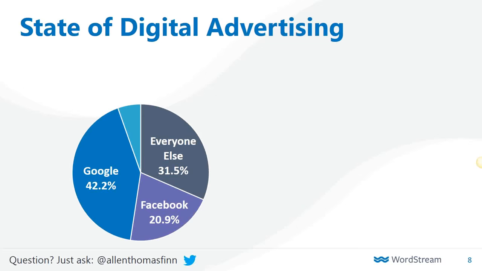Speaking of, this is the state of digital advertising in 2017, 2018. So approximately 69% of the digital advertising market is divvied up between Google and then Facebook and Instagram. While the other 31.5% is really important, that ultimately pales in comparison to the investment the average advertiser is making in both Google and Facebook.